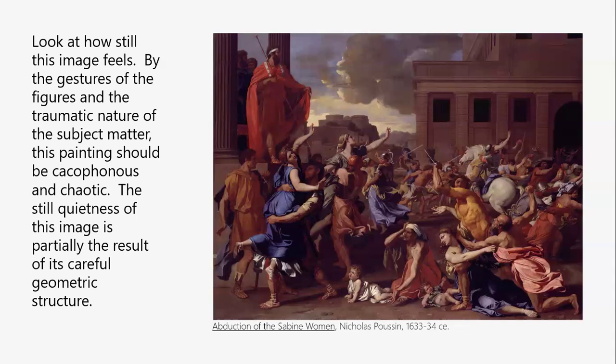The name of the painting, we now call it the abduction of the Sabine women, but the older term was the rape of the Sabine women. And that's what the story is about. It is horrific. It's awful. But then here's the interesting thing. All this horrific stuff is happening. The painting is about all this horrific stuff. And yet, when you look at this painting, it's quiet and still, right? And so the question is, why is it so quiet and still?